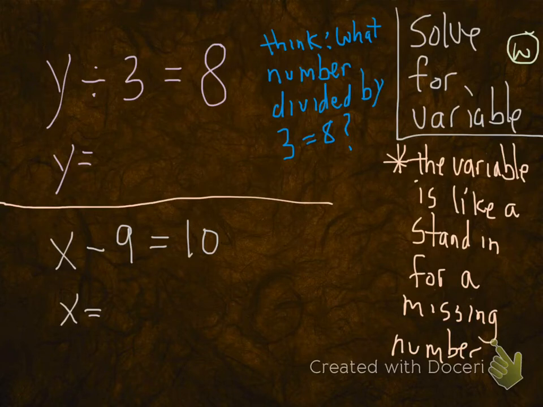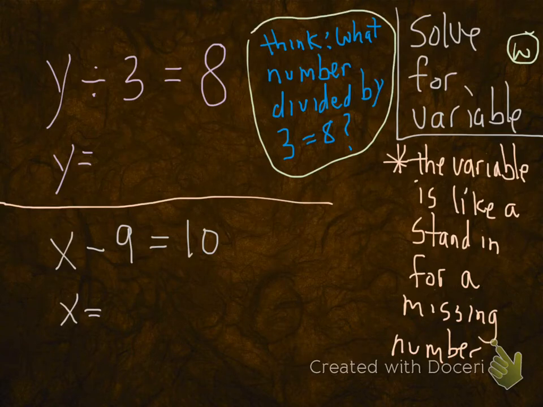Here's a little tip. I would really try to keep this in mind. Whenever you see a variable, you want to think the phrase "what number." So instead of reading this as y divided by 3 equals 8, think in your head, what number divided by 3 equals 8. And if you do that mental math, you would get y equals 24, because 24 divided by 3 equals 8.